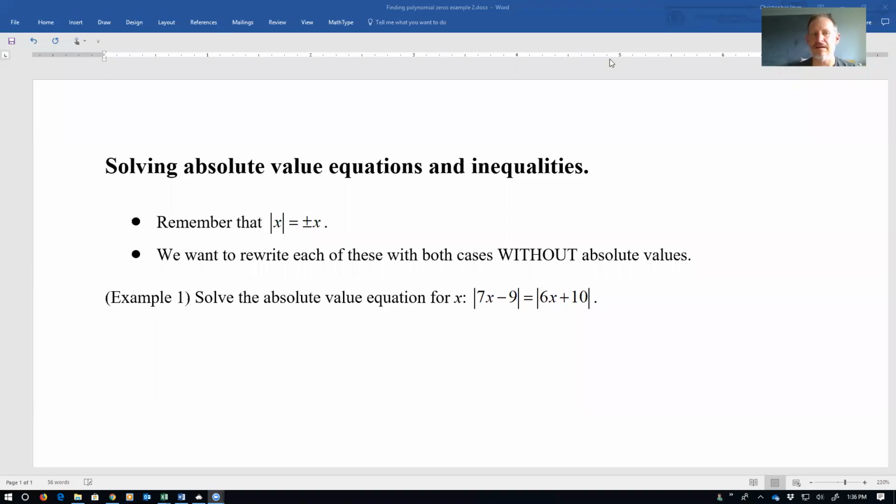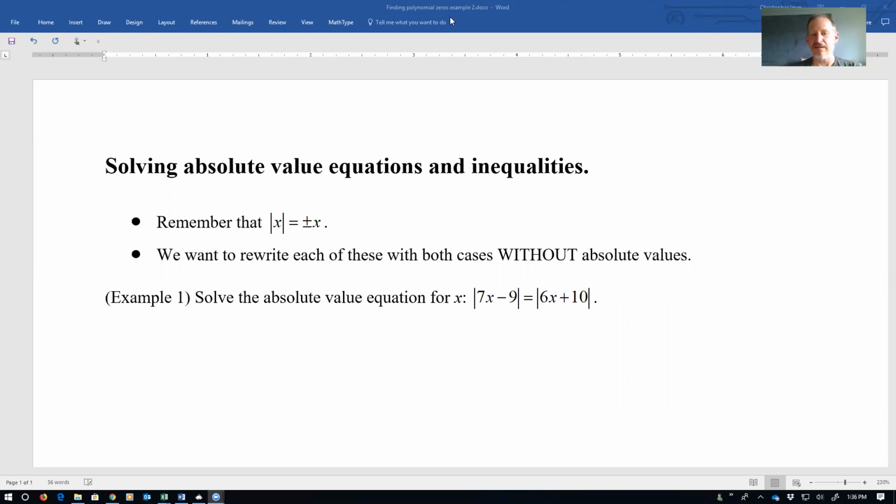Hello, we're going to be looking at solving absolute value equations and inequalities. We have to remember that when we have an absolute value, we can change that absolute value into two statements without the absolute value. One would be that the absolute value, if x is positive, would be a positive x. Otherwise, if the absolute value is negative, we would get the opposite of x. When we deal with these inequalities and equations, we're going to want to rewrite each of these cases without the absolute values. Let's take a look at a couple of examples here.